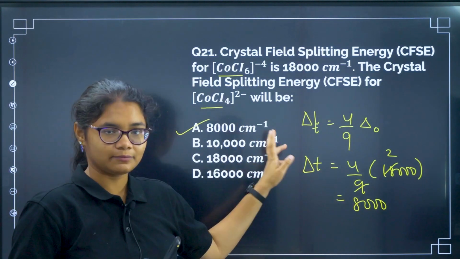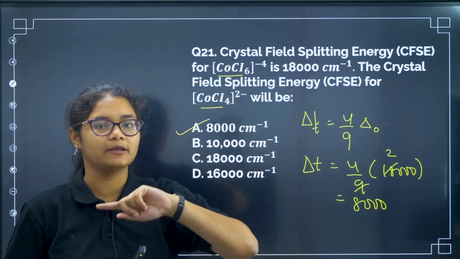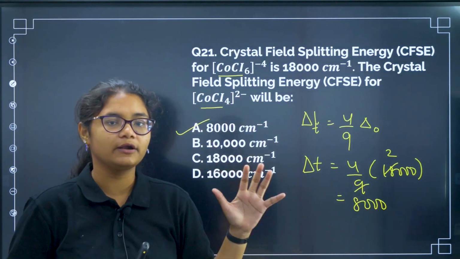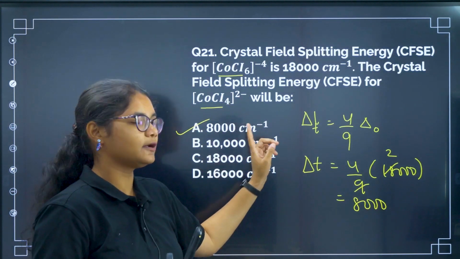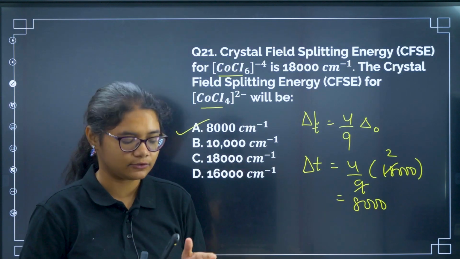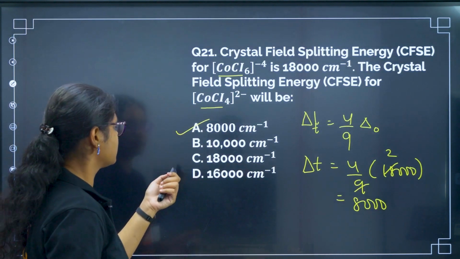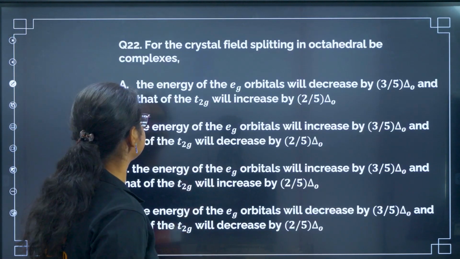So just keep this in mind. I have also referred to this formula in my important topic coordination video. Please make a note of this formula. Very simple and easy to apply, it can give you a very good mark. Okay, 8000 is the answer.